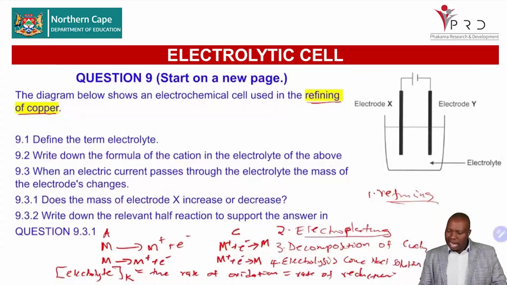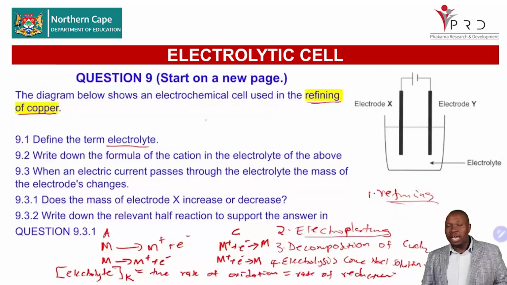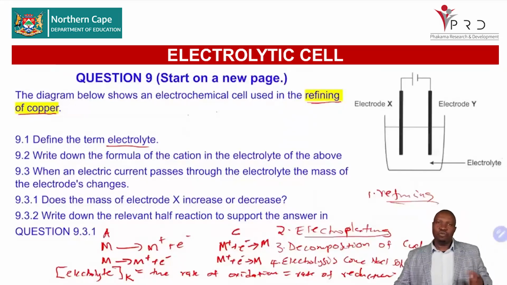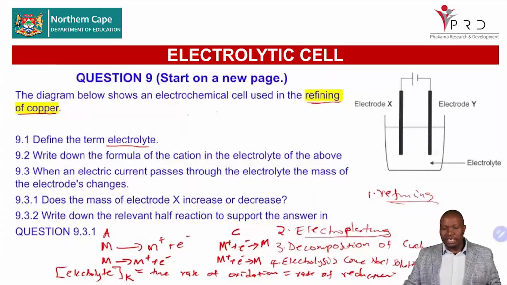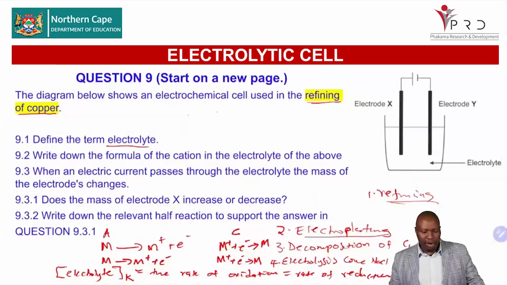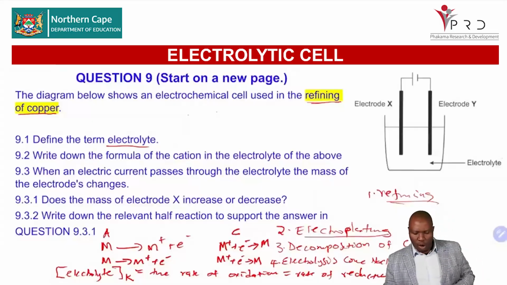Then they said, define the term electrolyte. Remember, in these processes we have salt, and when you put a salt in water, it will definitely form ions. So here we're talking about the substance that dissolves in water to give a solution that conducts electricity. You write it as is in the exam guideline. Or the substance that, when dissolved in water, contains ions. That is your electrolyte.